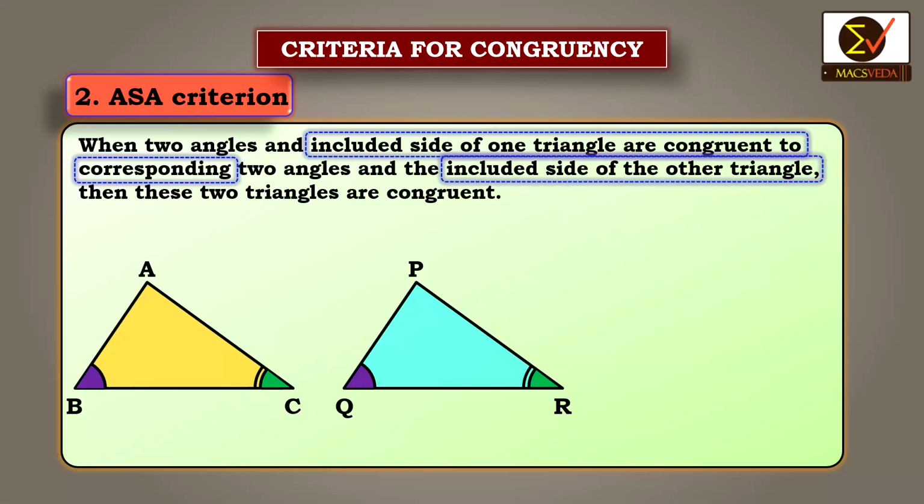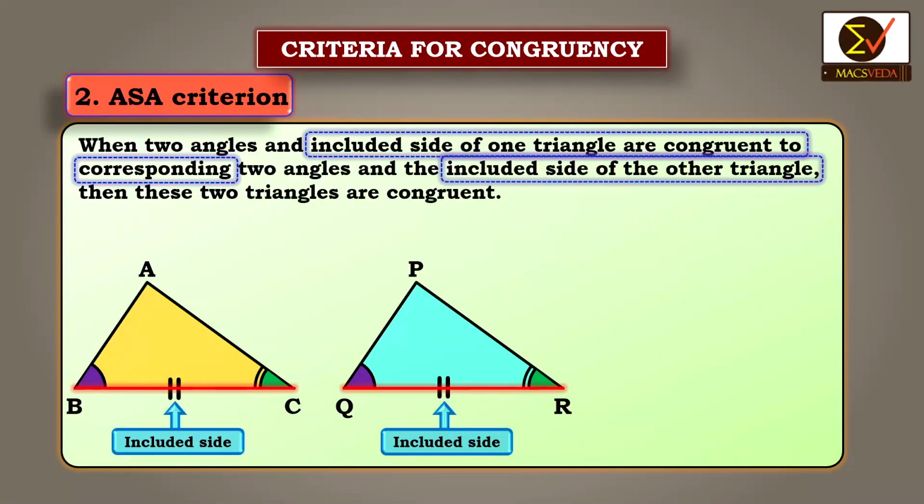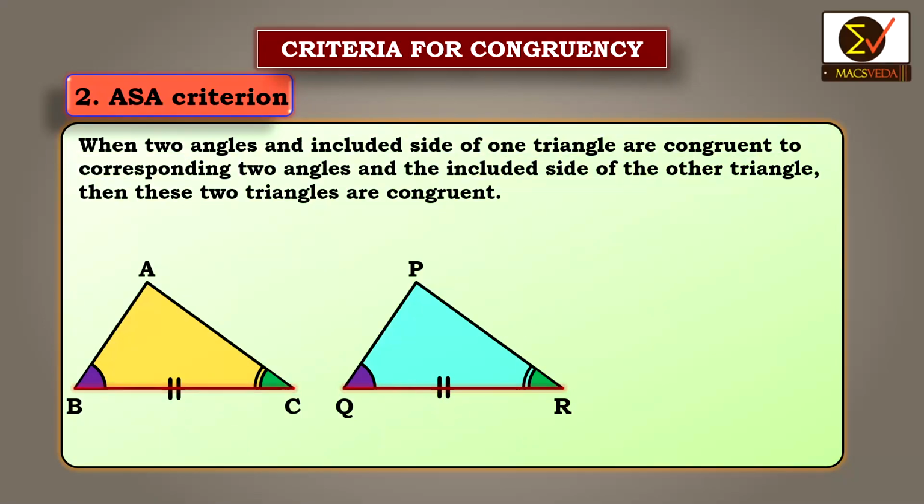And the included side of one triangle are congruent to corresponding included side of the other triangle. So what is the included side? That is BC. Okay. So the side containing these two angles. Okay. That BC is equal to QR. This is what we call it as included side. So the corresponding included sides are also congruent. Then the two triangles are congruent.